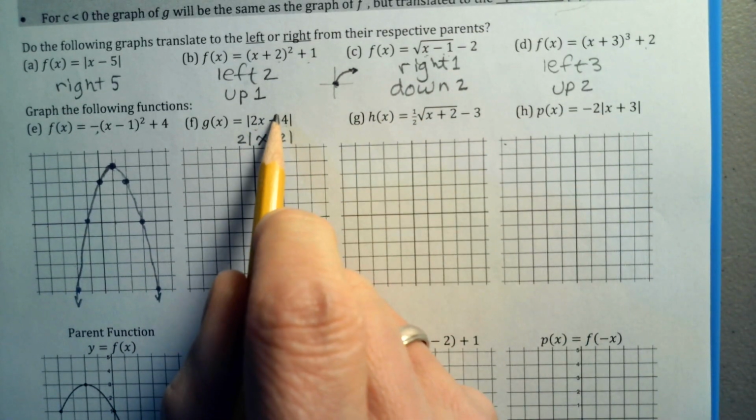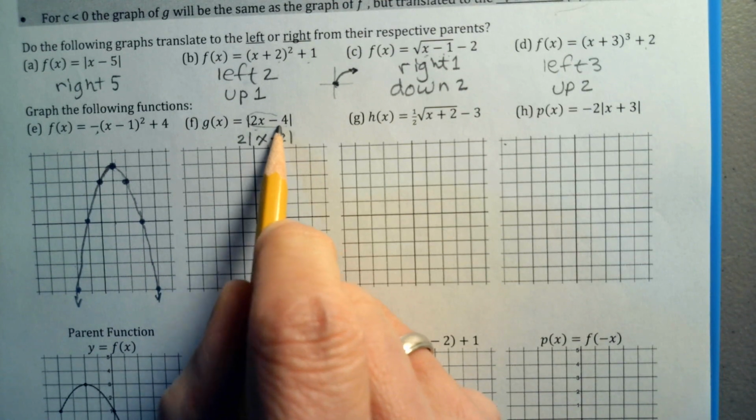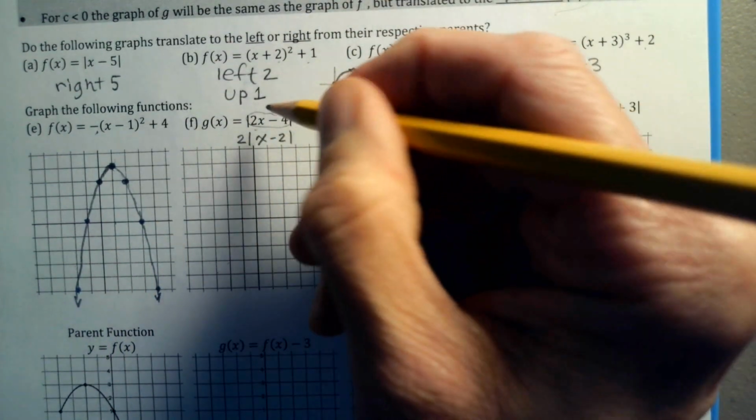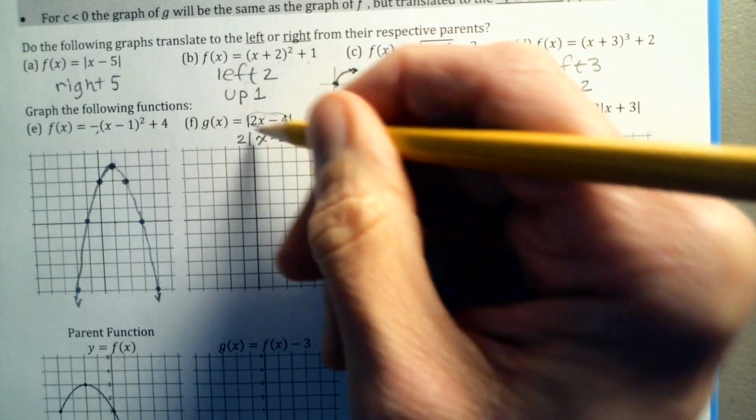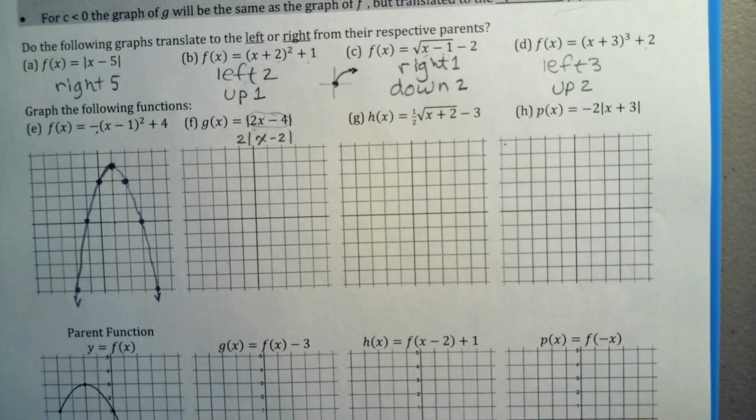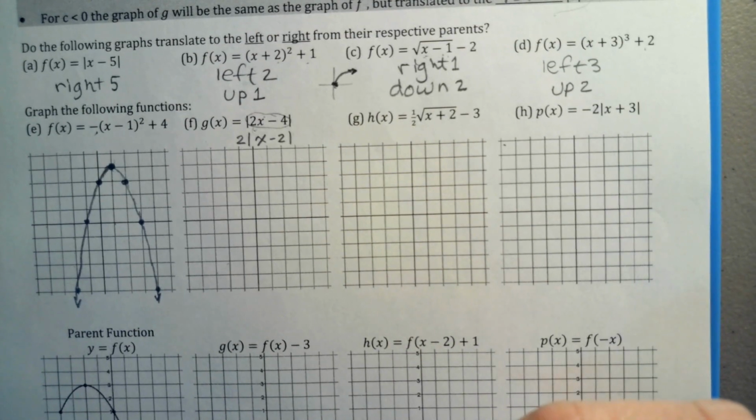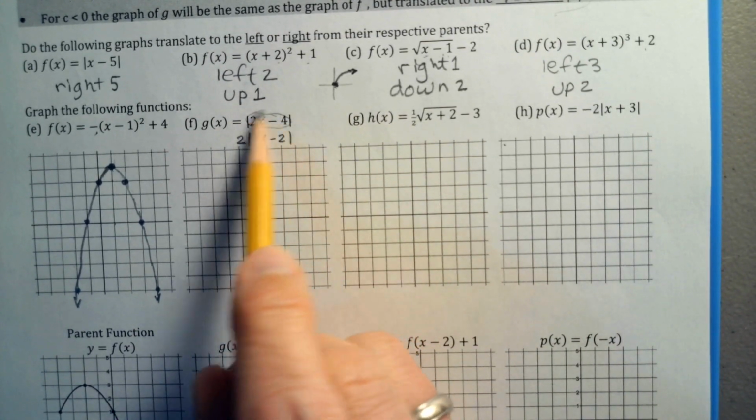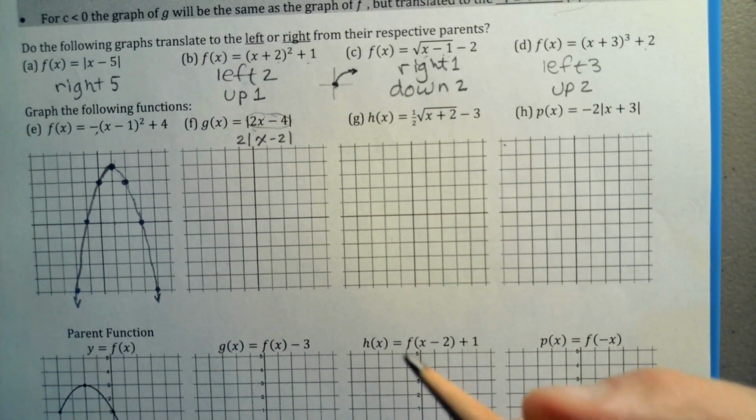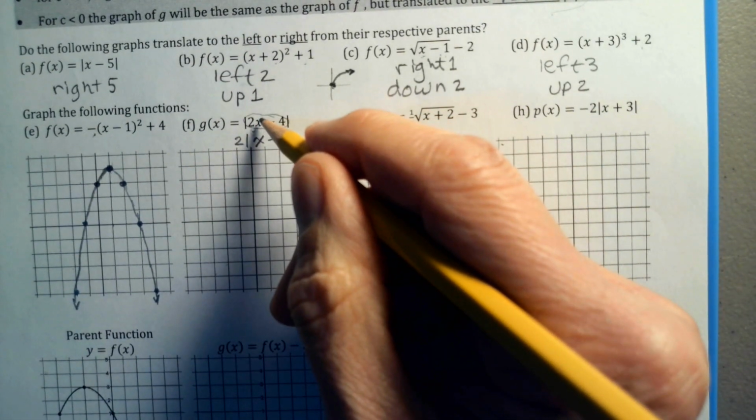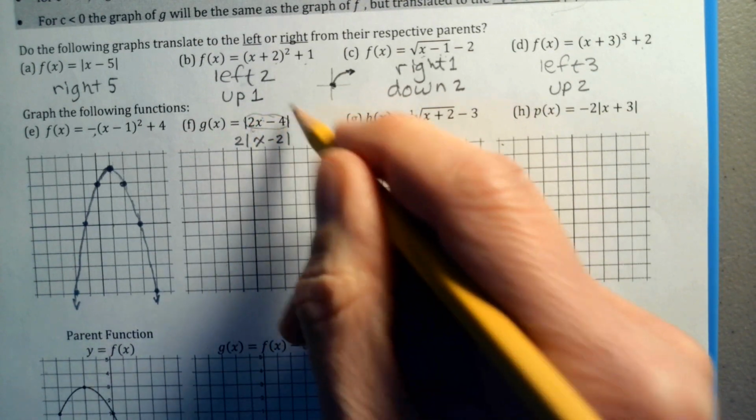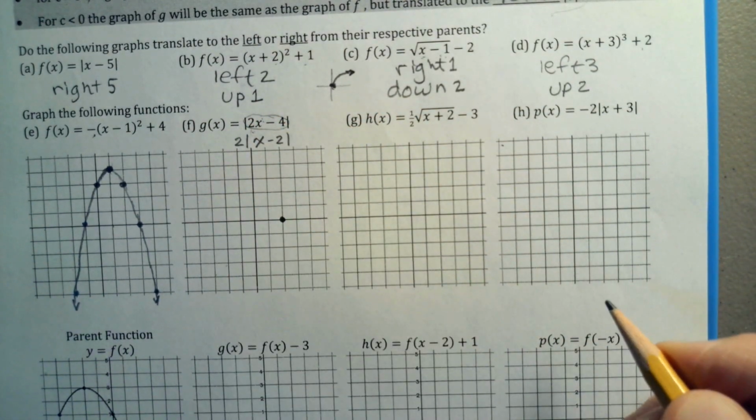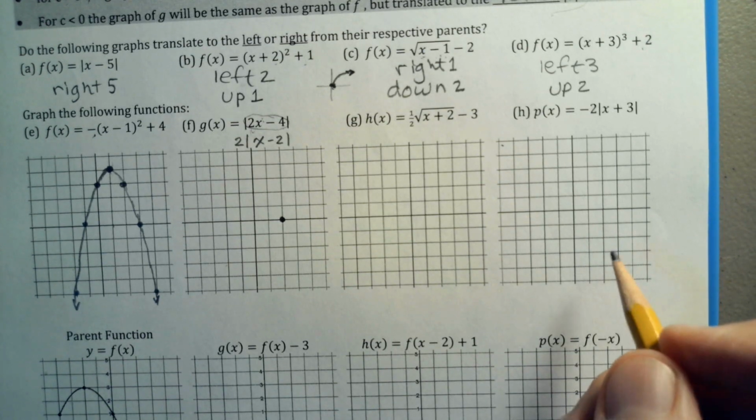Or another way of looking at it is, what x value makes this 0 in here? I think you can see that an x value of 2 would make that 0, and that always gives us the x coordinate of the vertex. If I put a 2 in for x, this would all be 0. So that means at (2, 0), that's my vertex. Okay, does that make sense?